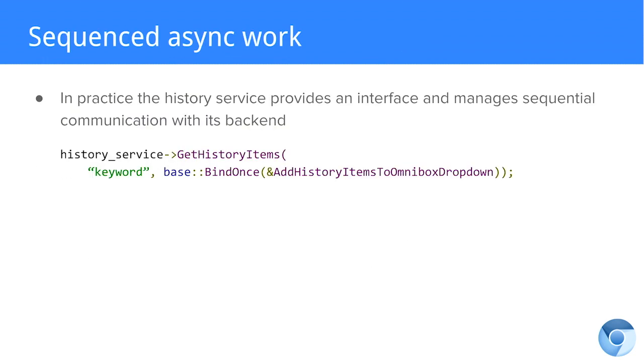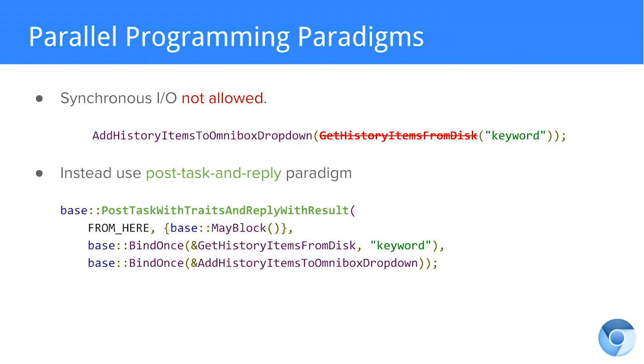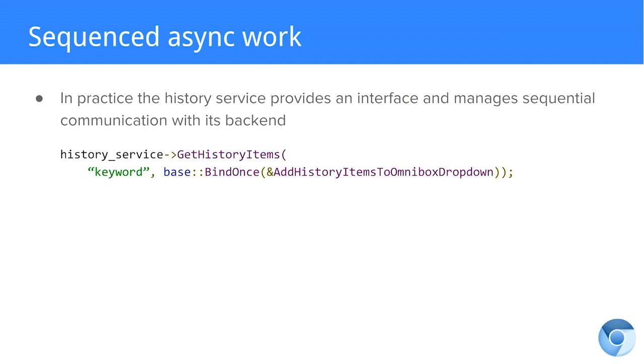Everything is asynchronous. In practice, this was a simple example. In practice, the history service in this case would be a bit more complex. So instead of telling it where to run, you would just ask it to get the history items with what we call a continuation callback. So in this case, you say, get the history items. However you end up doing that is not my problem. When you're done, invoke this callback with the result.